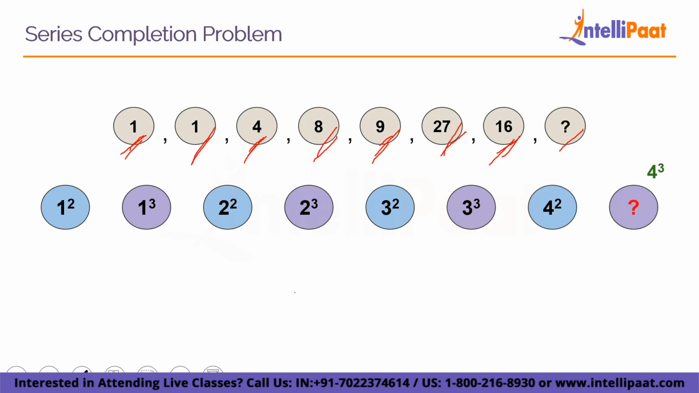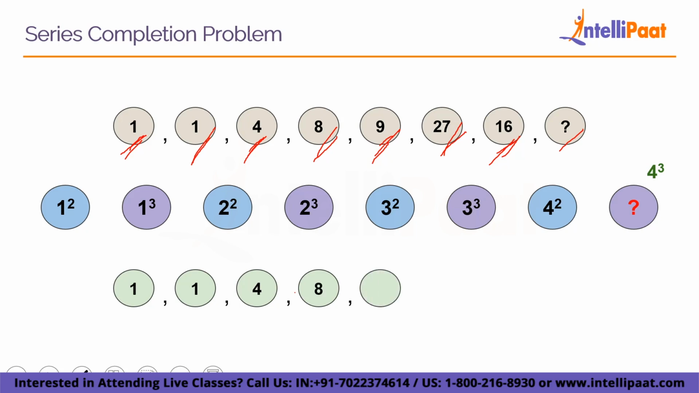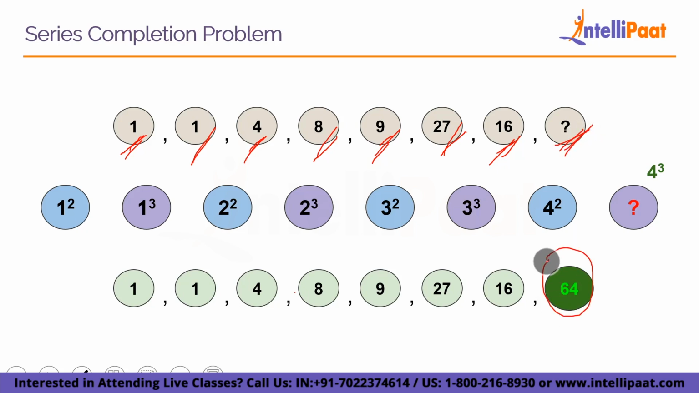And in that manner, our series would be 1, 1, 4, which is the square of 2, 8, cube of 2, 9, square of 3, 27, cube of 3, 16, square of 4, and 64, cube of 4, right? So here we got the value 64 that comes in place of that question mark. So our answer will be 64, right?